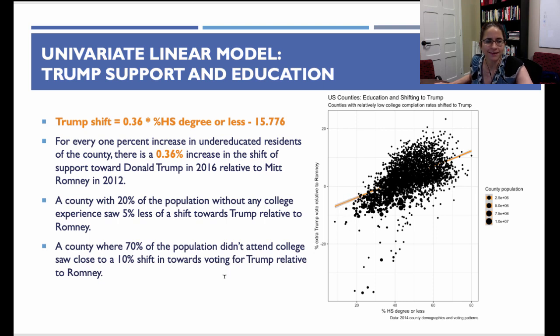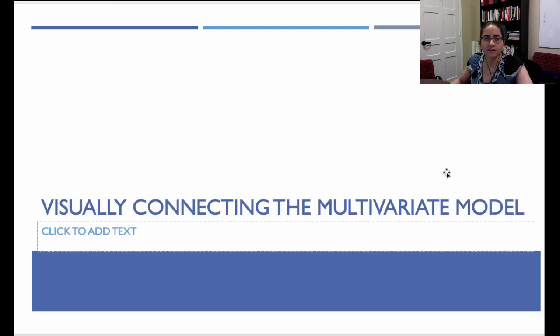A county where 70% of the population doesn't attend college, so a very poorly educated county, and so we're looking on this side of the graph, saw close to a 10% shift in voting for Trump relative to voting for Romney. So undereducated districts, counties, are increasingly voting for Donald Trump. So that's the univariate regression. The next section is going to be visually connecting that univariate regression to the multivariate model.